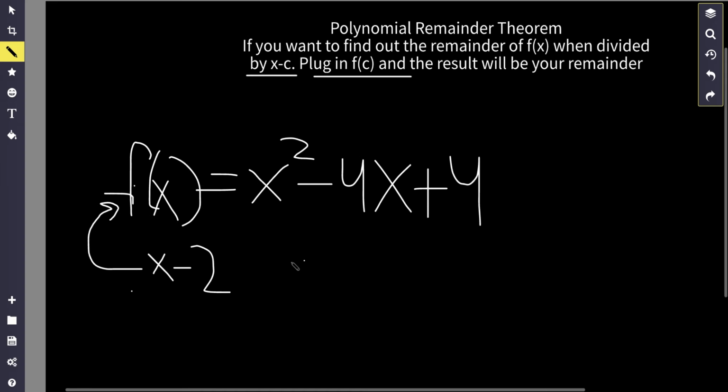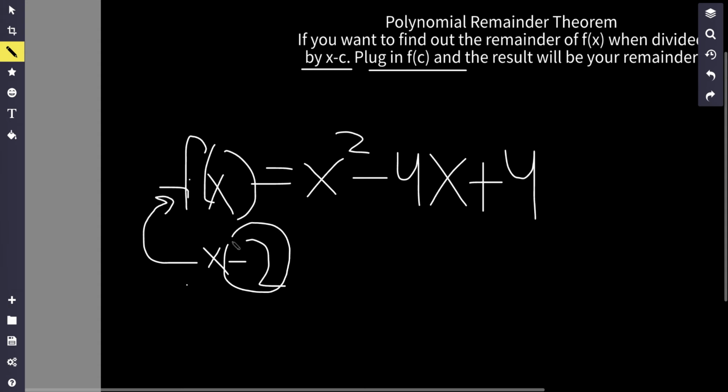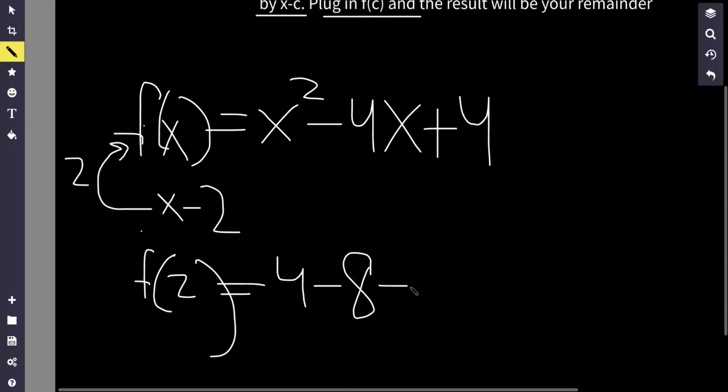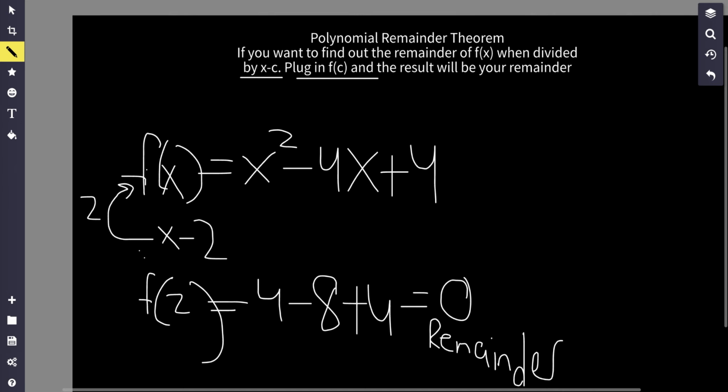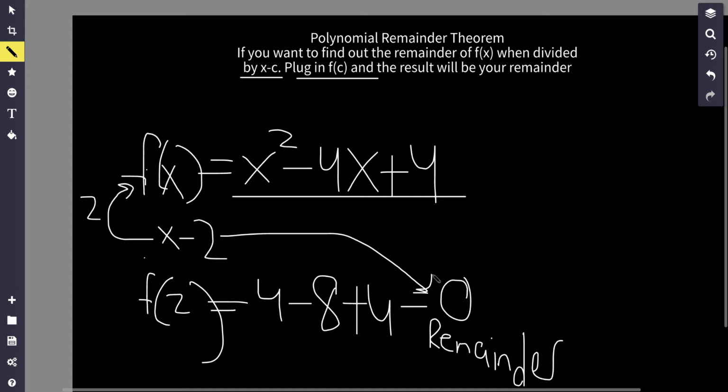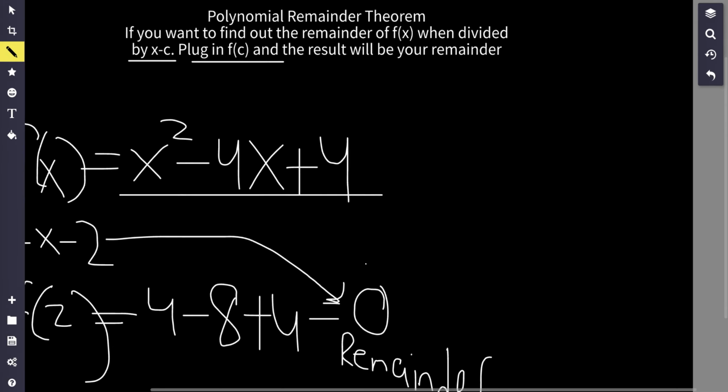Well, once again, I would just plug in the opposite of, in this case, negative 2, which is positive 2. So then I get f of 2 is equal to 2 squared, that's 4, minus 4 times 2, that's going to be negative 8, plus 4, and I'm going to get 0. The remainder of this polynomial, when I divide it by x minus 2, is going to be equal to 0. And notice something pretty weird, right?